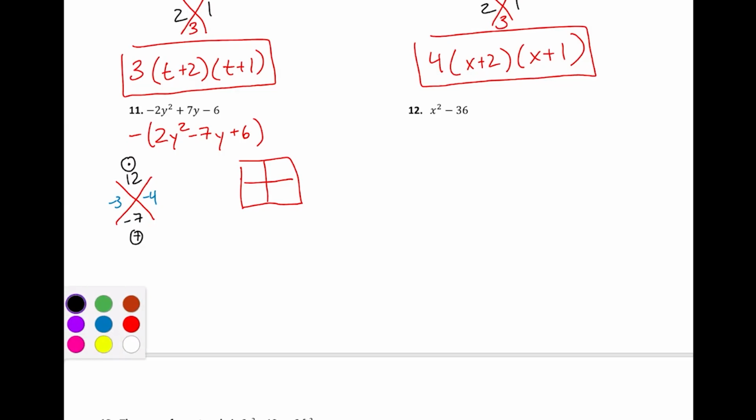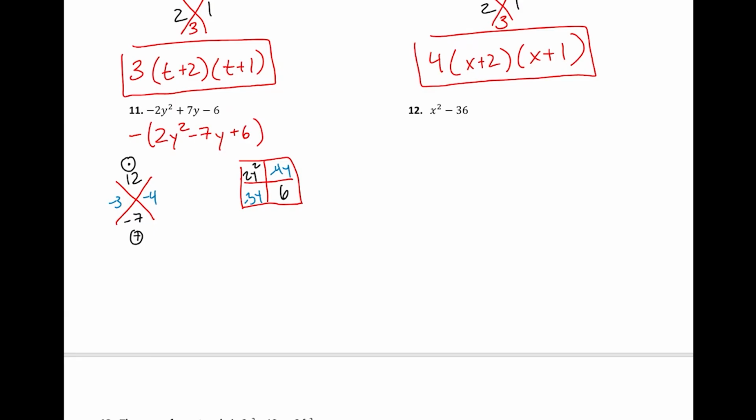So now we're ready to start our area model. The leading term, 2y squared, will go in the top left. 6 will go in the bottom right. And then those two special numbers we just found, negative 3 and negative 4, will be the coefficients of the two linear terms in these two last boxes.